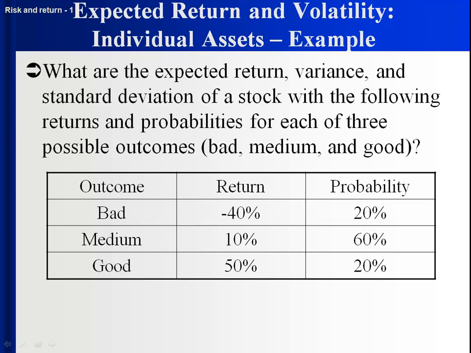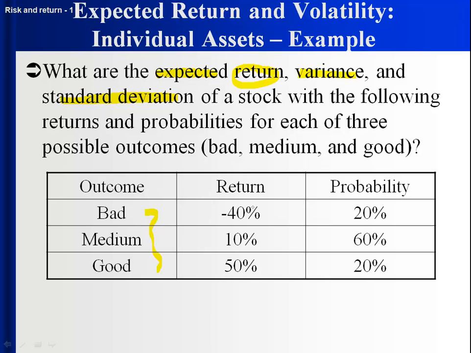Let's take a look at an example. We want to find the expected return, the expected variance, and the expected standard deviation of a stock that had the following returns and probabilities for each outcome. So look, the outcomes are bad, medium, and good. Those are the three things that could happen.